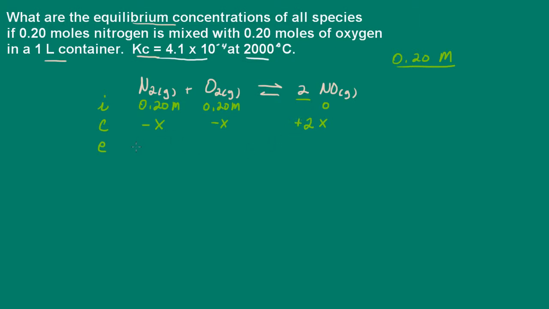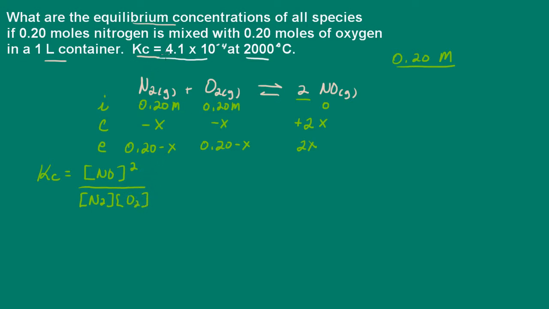And then finally at equilibrium, we are going to have 0.2 minus x, and again the same for the oxygen, and of course the nitrogen monoxide will just be 2x. So now we can write our equilibrium constant expression. So Kc is, we have the nitrogen monoxide concentration. Don't forget the exponent. Remember, coefficients become exponents. And the concentration of nitrogen and oxygen.